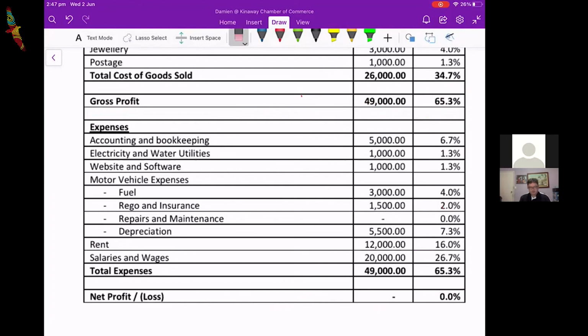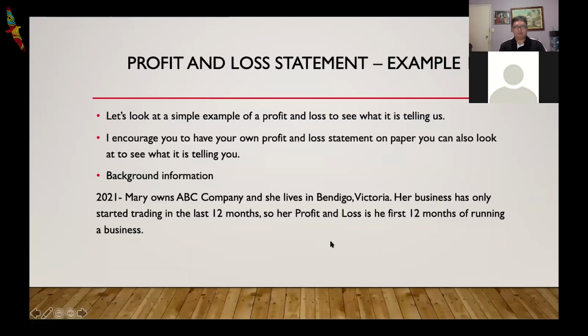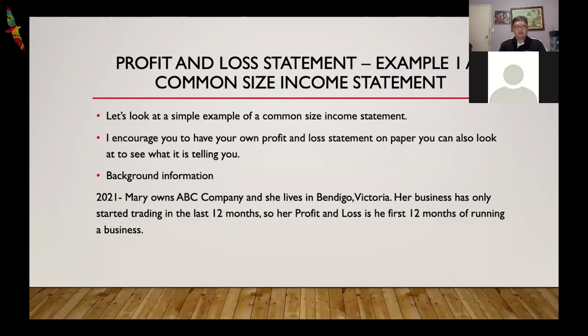So let's continue. That's an example of the common size income statement being applied. So let's stop sharing my screen and let's go back to what the next part is for the example. That was example 1. So Mary, living in Bendigo, started a business, 12 months worth of profit and loss, and that's it. We just did the common size income statement, so we just went through that. Again, we just put the percentages against that.